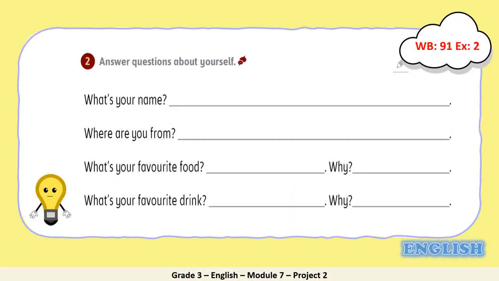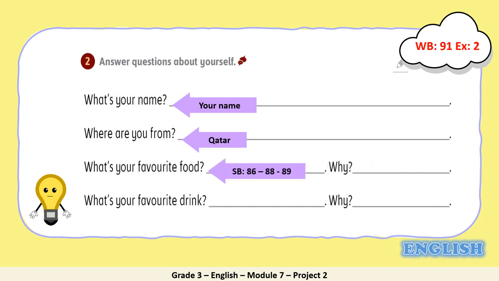I will give you some helping words that you can use. Question number 1, what's your name? Of course, you only have to write your name. Question number 2, where are you from? The country we all live in is Qatar, but you can change the name of the country to your own country if you like. Question number 3, what's your favorite food? You can go back to those pages for some helping words. Students' Book 86, 88, and 89.